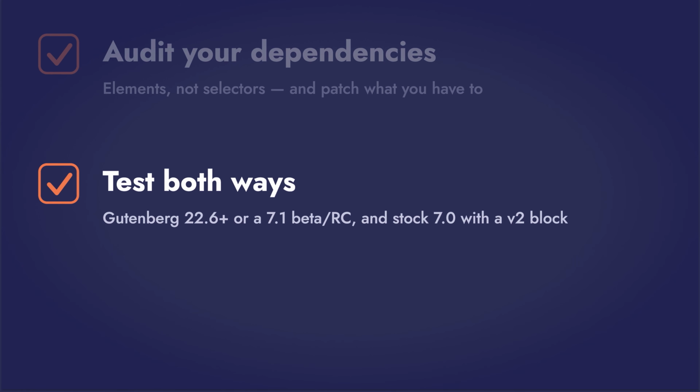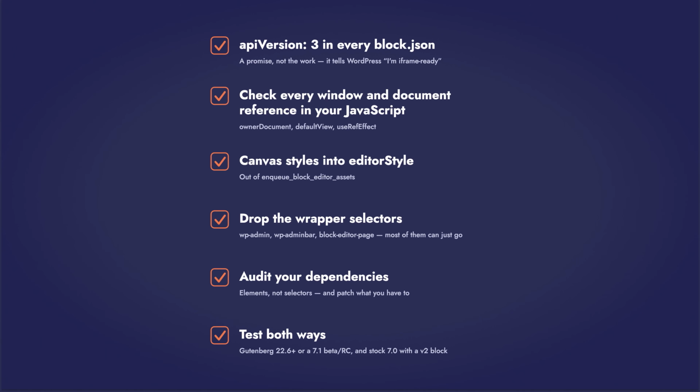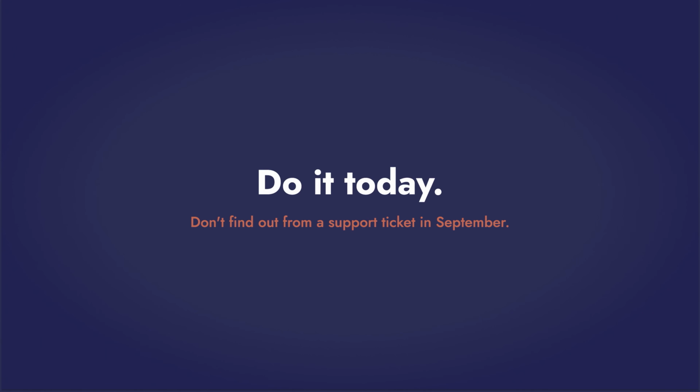Gutenberg 22.6 or later, or any 7.1 beta for the iframe, and stock 7.0 with a v2 block in the post for the version without it. Both of those exist in the wild right now, and they're going to for a while. Do it today, don't find out from a support ticket in September.